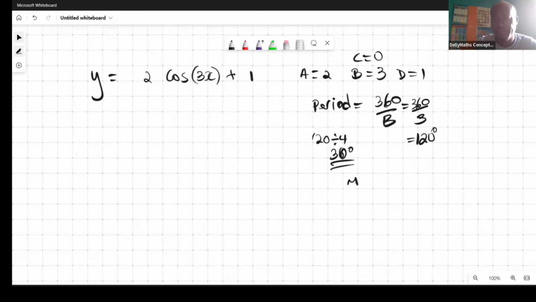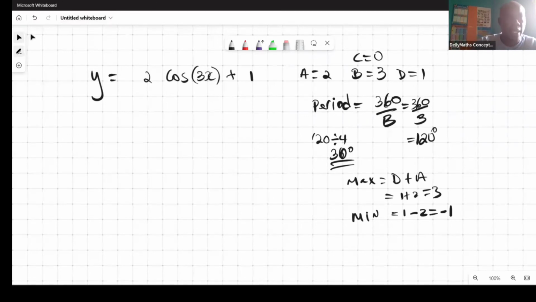My maximum is going to be D plus A, and that's going to be 1 plus 2, that's going to be 3, and my minimum is going to be 1 minus 2, and that's going to be negative 1. All right. So let us put up our spots.